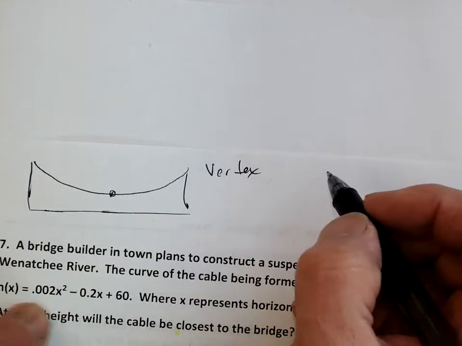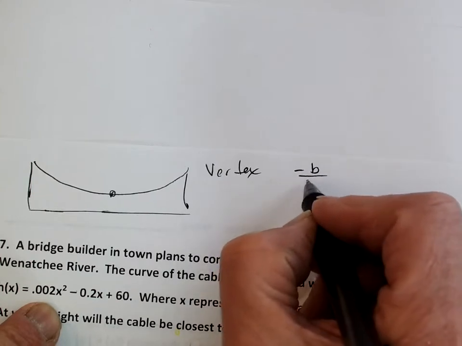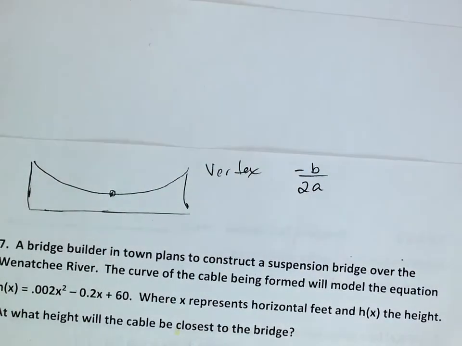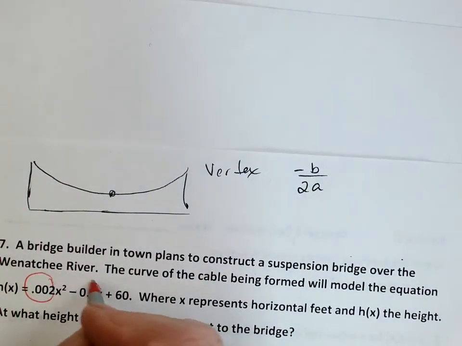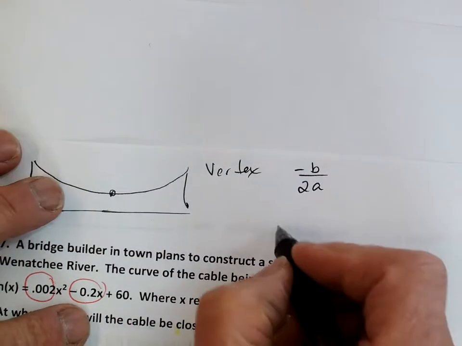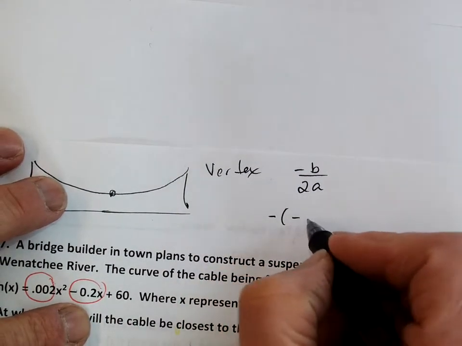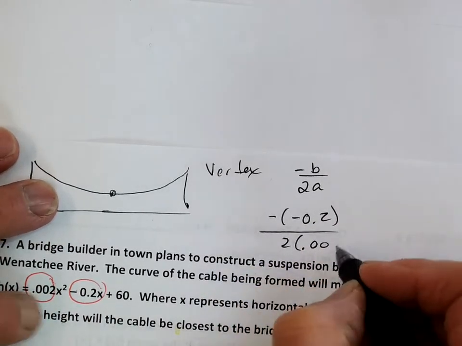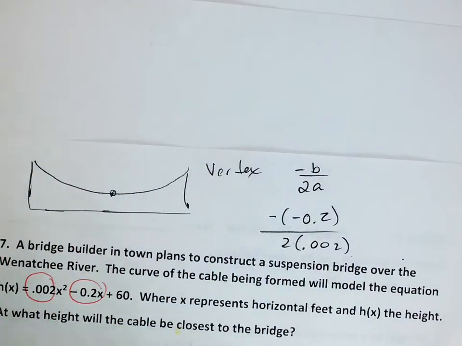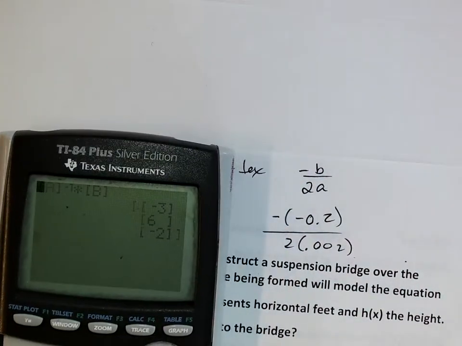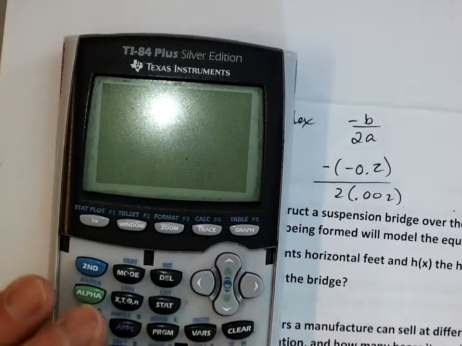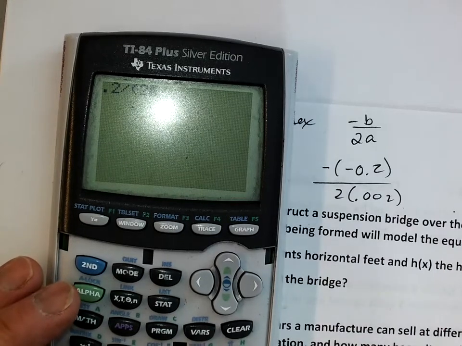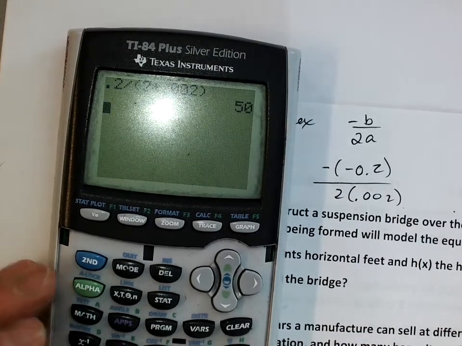So what I want to do is, since it's in standard form, I'm going to use my negative b over 2a. All right, here's my a. There's my b, and there's my c. So I'm going to go negative b, so negative negative 0.2 over 2 times 0.002. And I'm just going to use my calculator. It's much easier to do that. So I'm going to go ahead and go positive 0.2 divided by (2 times 0.002), and I get an answer of about 50, okay?